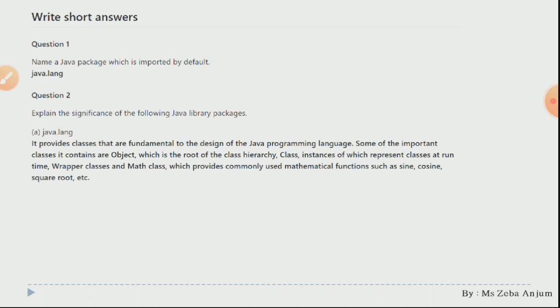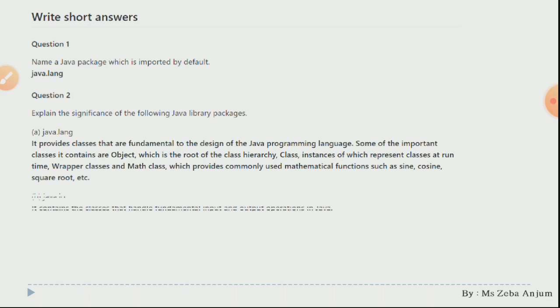What does it do? It contains everything about your object, about your class hierarchy. Those are the two basic fundamental things, objects as well as classes. So it contains all the properties, all these important functions and classes about objects as well as classes. Furthermore, it also includes your Math class as well as your wrapper classes in it. So that is why it is very much important, and it is imported by default.